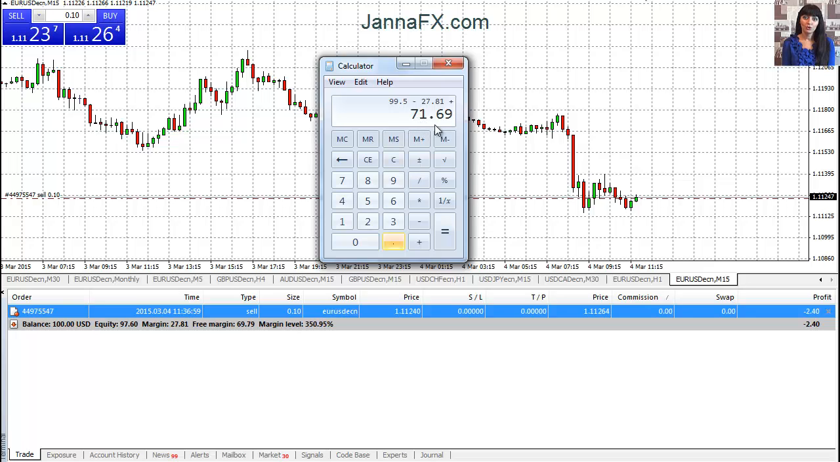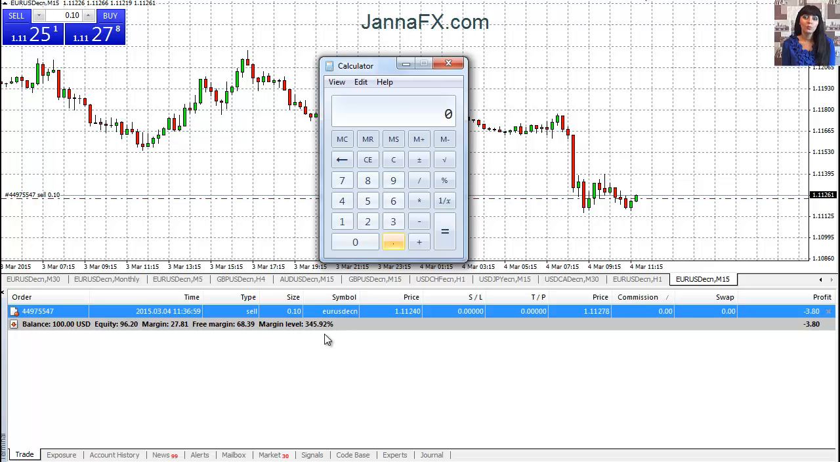But we know that we still have $70 left, and so we want to sell more. And how much more can we sell? Again, we know that for trading one mini lot we need $27, so we can sell more, and another mini lot, and another mini lot, and maybe even possibly another mini lot, and we will see what is going to happen. So we have also here, as you can see, a margin level which is very high right now. It's 349.51%.